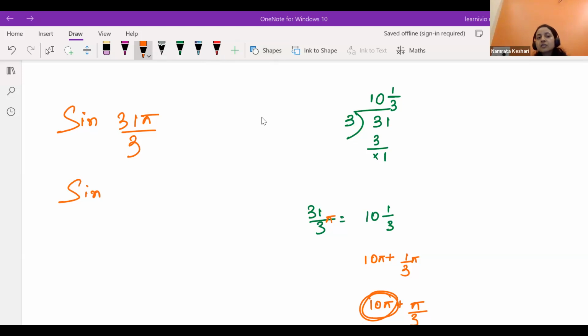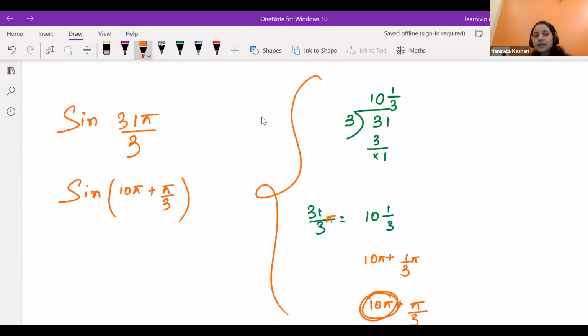So here we are having 31 pi by 3. Ali and Alina, are you there? Can we write it like this: 10 pi plus pi by 3? How are we writing it like this? From here we are writing it like this.